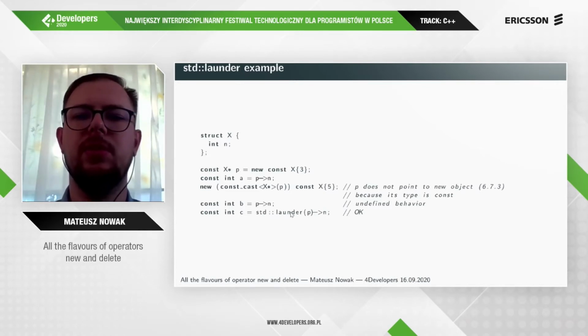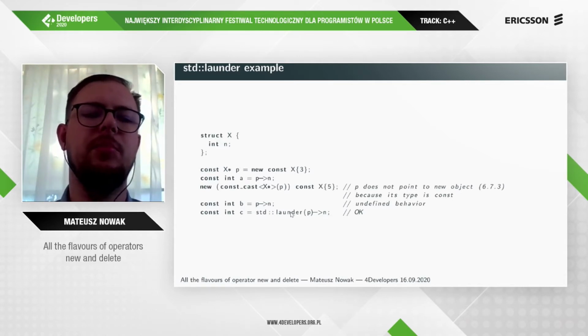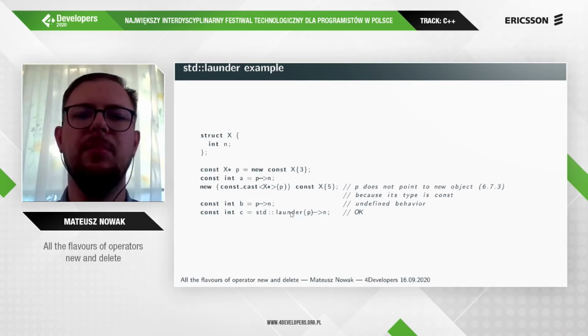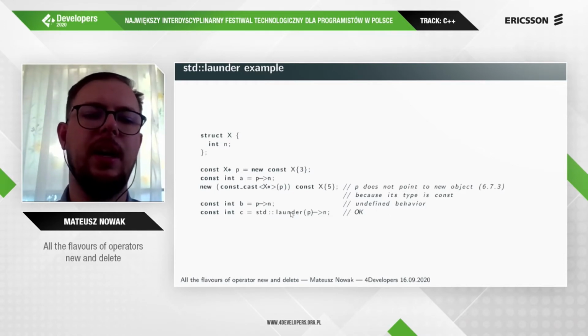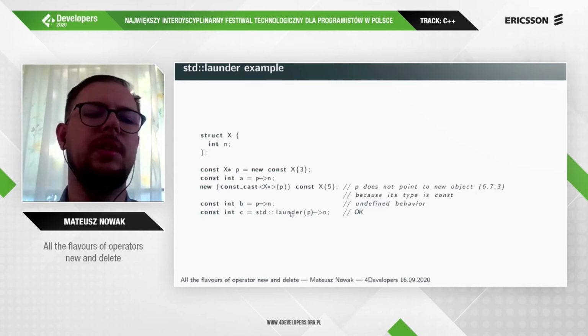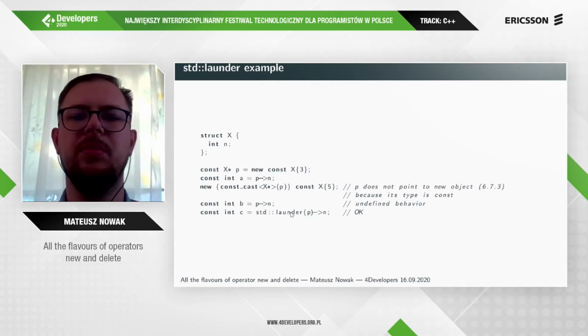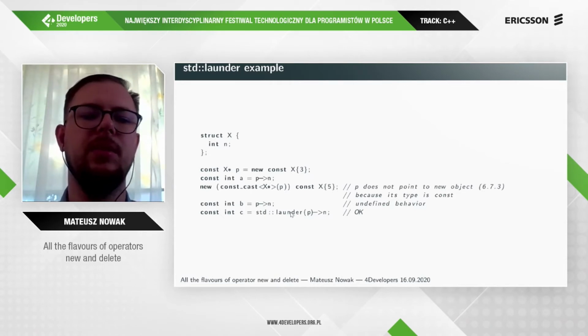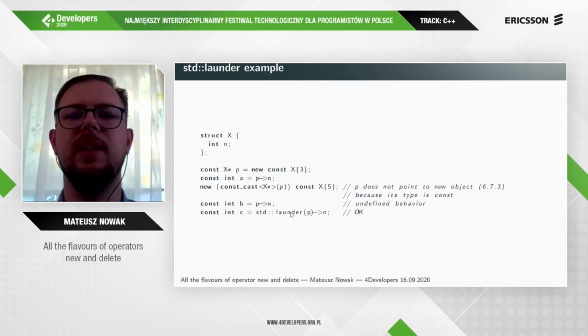To make sure this will work correctly, we have to use std::launder. And this is a simple wrapper around the pointer. However, it's telling the compiler, hey compiler, there may be some change in the object, so you cannot assume that the value is the same as the old one, and you have to pull the data once again.